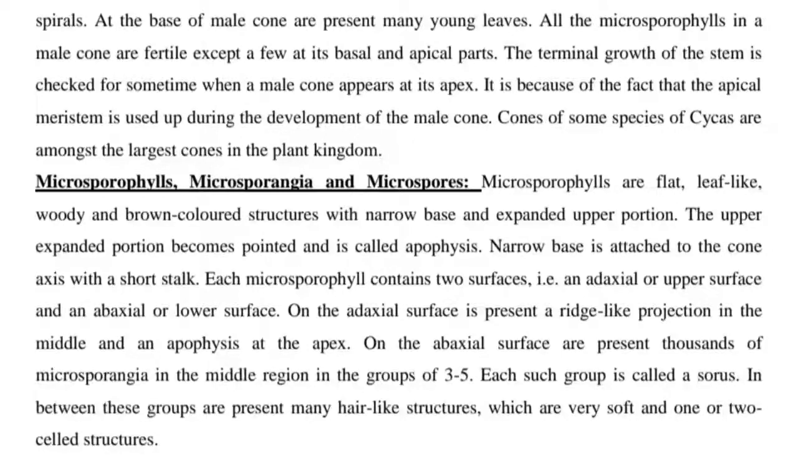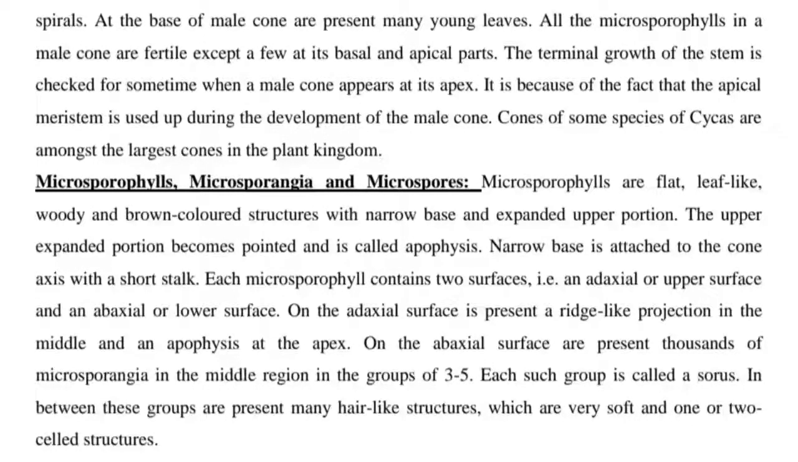Each microsporophyll contains two surfaces, i.e., an adaxial or upper surface and an abaxial or lower surface. On the adaxial surface is present a ridge-like projection in the middle and an apophysis at the apex. On the abaxial surface are present thousands of microsporangia in the middle region in groups of 3 to 5. Each such group is called a sorus.